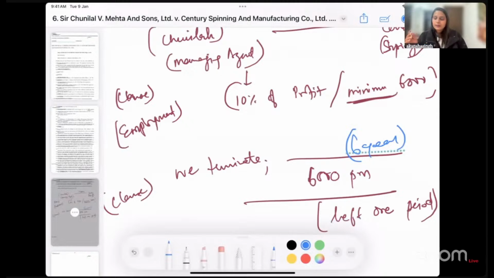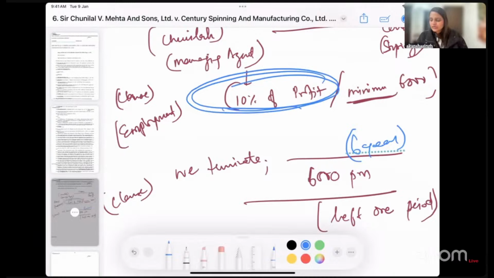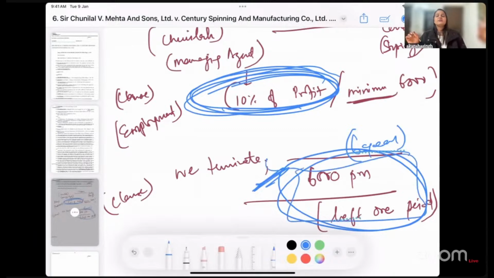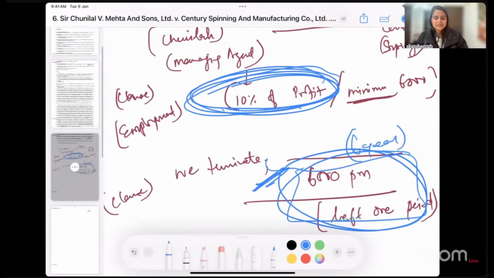Obviously, Chunnilal went to the court and said that I am entitled to this. This is much more than this amount of money, and I am entitled to 10% of the profit as per the agreement. The court corrected Chunnilal and said that no, you agreed to this amount of money, and we will not be exceeding this amount decided by both the parties, no matter whether the loss that has happened to you is more or less than this.